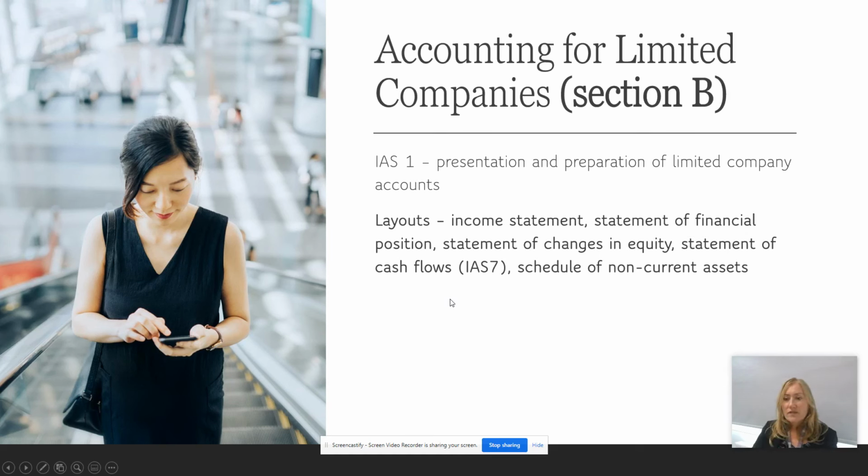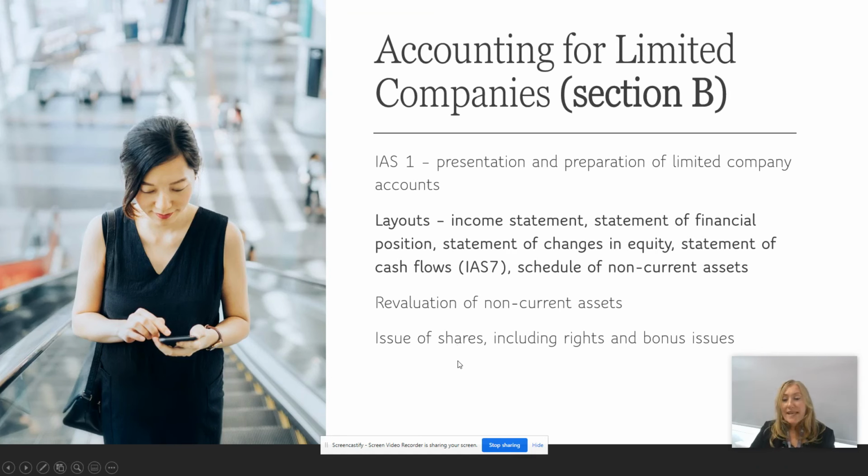We haven't seen one of those in a paper 1 exam for any of the first 3 years. So I think we need to be prepared, among other things, for that to arise. Revaluation of non-current assets, so where we create a revaluation reserve and perhaps use that to issue some bonus shares. That could be in there.